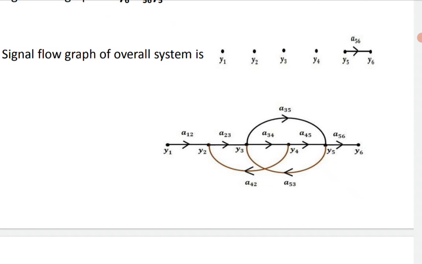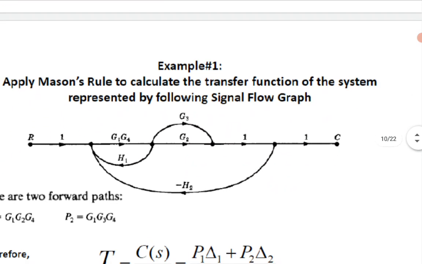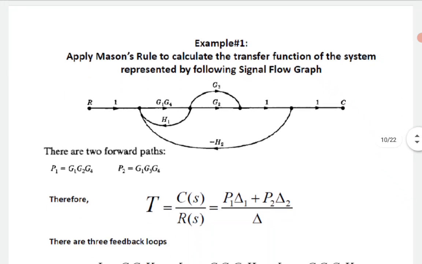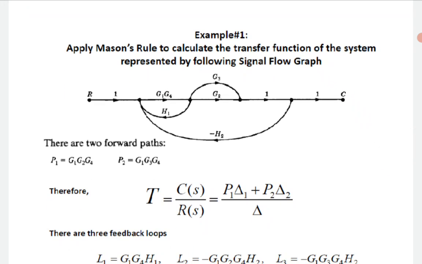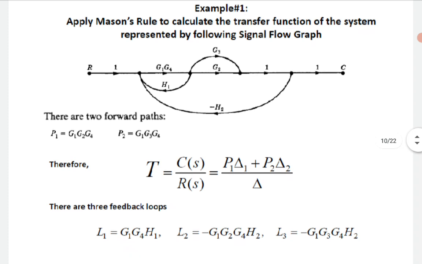Now see, if we look at this example: apply Mason's gain formula to calculate the transfer function of the given system represented by SFG. Here R is the input node and C is the output node, and correspondingly the forward paths are to be determined before proceeding further, because this is the fundamental step in using Mason's gain rule. On that occasion, two forward paths are available.